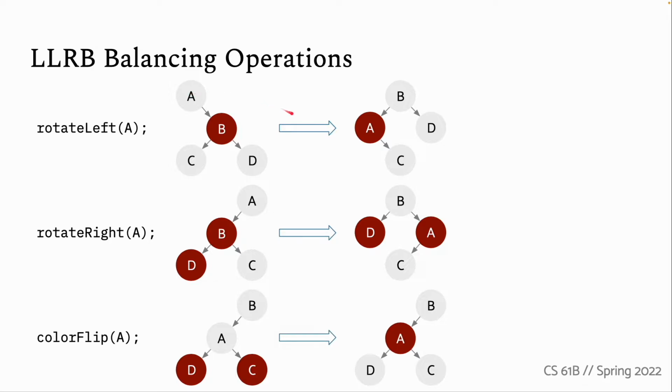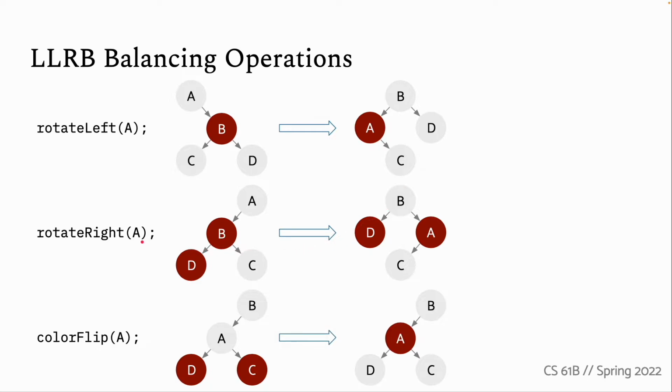So instead, we are going to do this rotate left operation, which takes it and makes B the new parent and A its left-hand child. And we swap the colors here because now A is a child of B. D moves naturally to stay the right child of B, but C goes from being B's left child to being A's right child. The same thing happens with rotate right, except in the other direction.